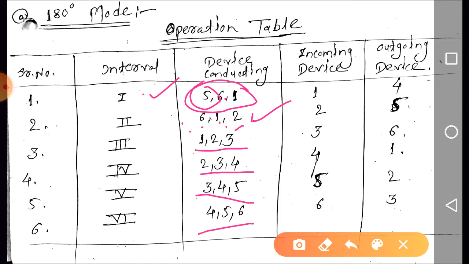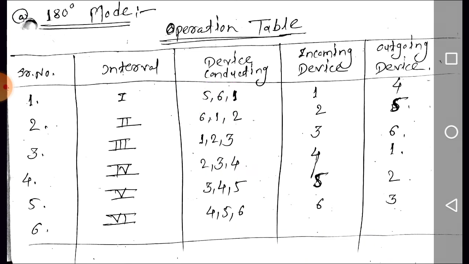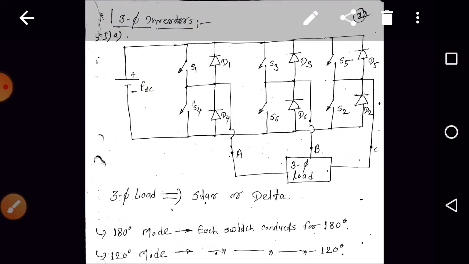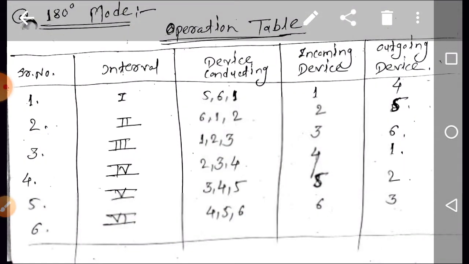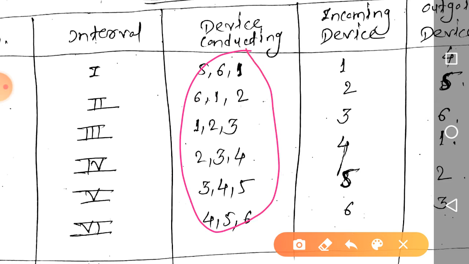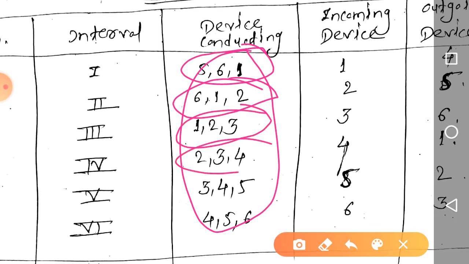If we keep the switching order as 1, 3, 5, 4, 6, 2, then and only then will this operation table be valid. If we change the switch numbers, the operation table will change. So first S5, S6, S1, after that S6, S1, S2, after that 1, 2, 3, after that 2, 3, 4, then 3, 4, 5 and 4, 5, 6.